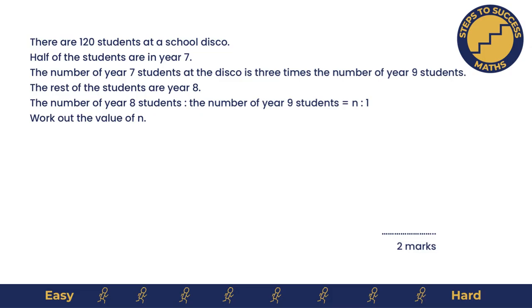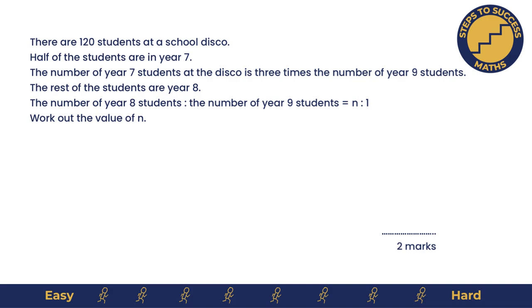There are 120 students at a school disco. Half of the students are in Year 7. The number of Year 7 students at the disco is 3 times the number of Year 9 students. The rest of the students are Year 8. The number of Year 8 students to the number of Year 9 students is equal to n to 1. Work out the value of n.